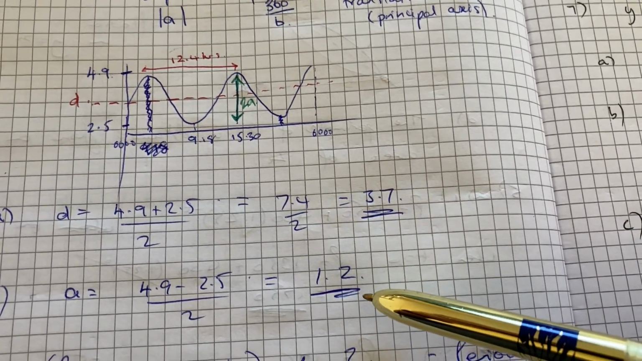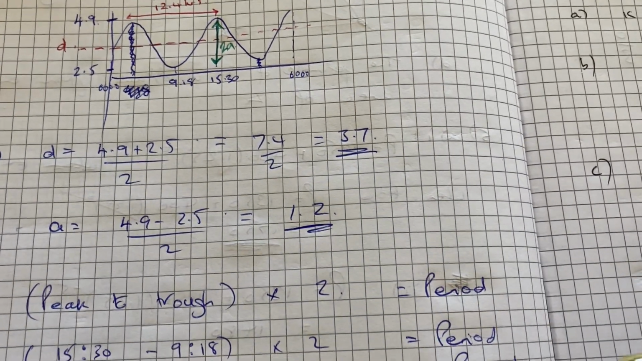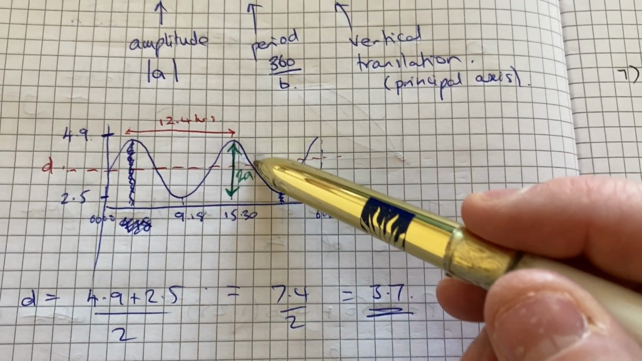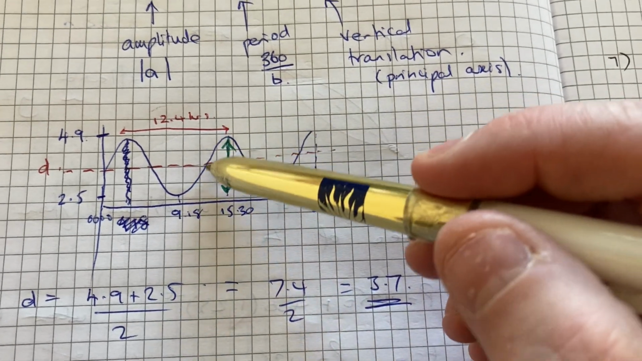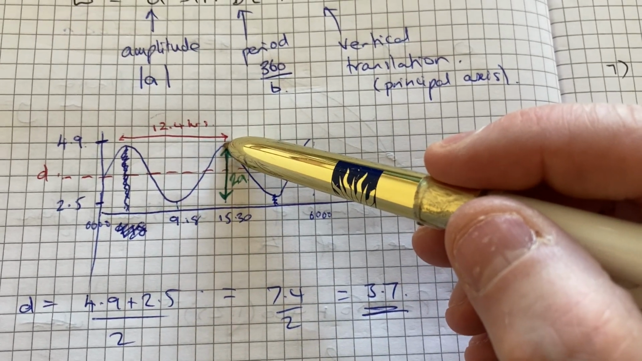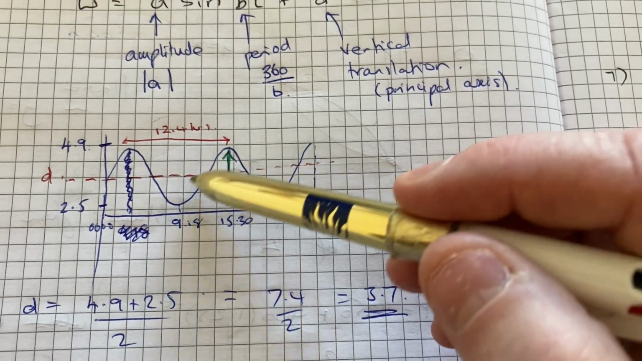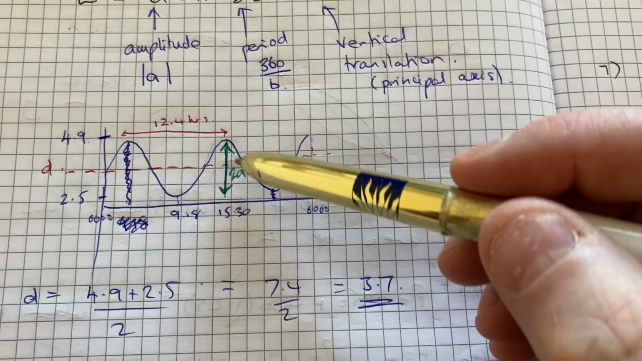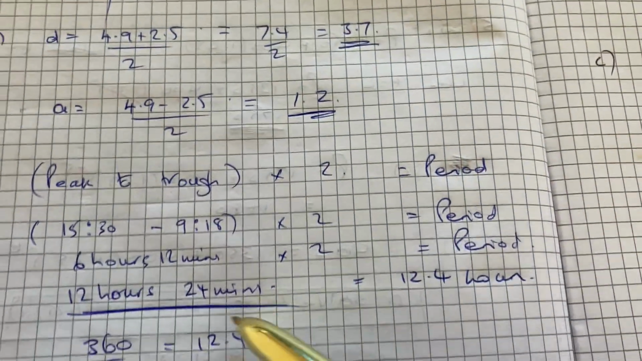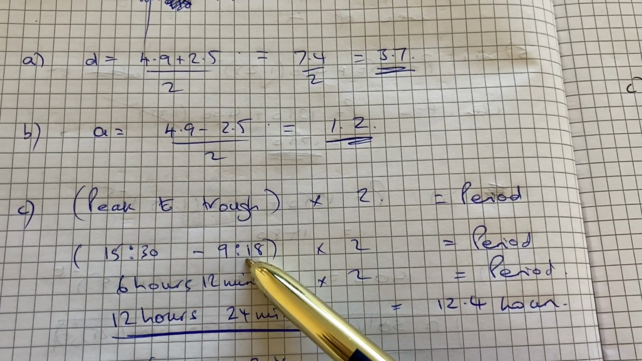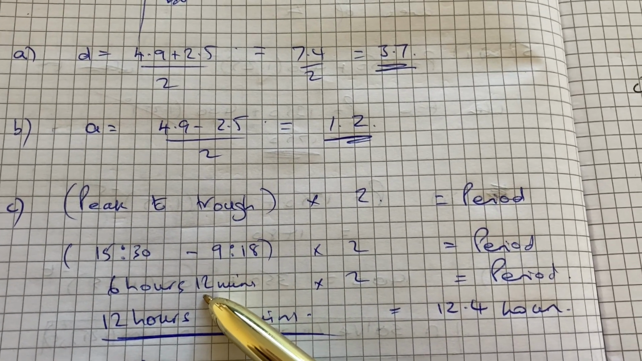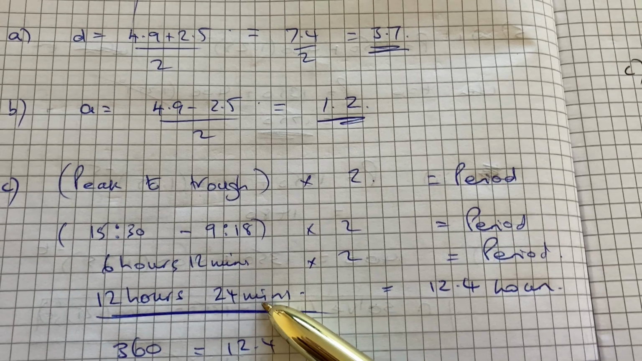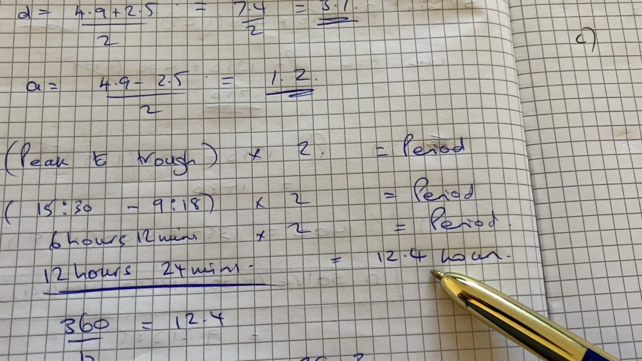Okay, and then in part C, the period of the function is how long it takes to go from bottom to top and back down again. So if I can find how long it goes from the bottom to the top and double it, that should give me the period, by the time it gets back to a trough again, or the minimum point. So 3:30 in the afternoon, 9:18 in the morning is 6 hours and 12 minutes. If I double that up, that gives me 12 hours and 24 minutes. Now convert that into decimals, comes out to be 12.4 hours.